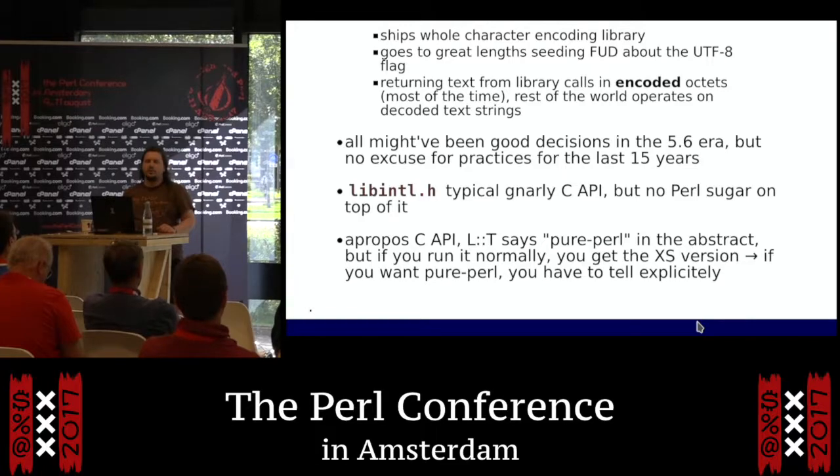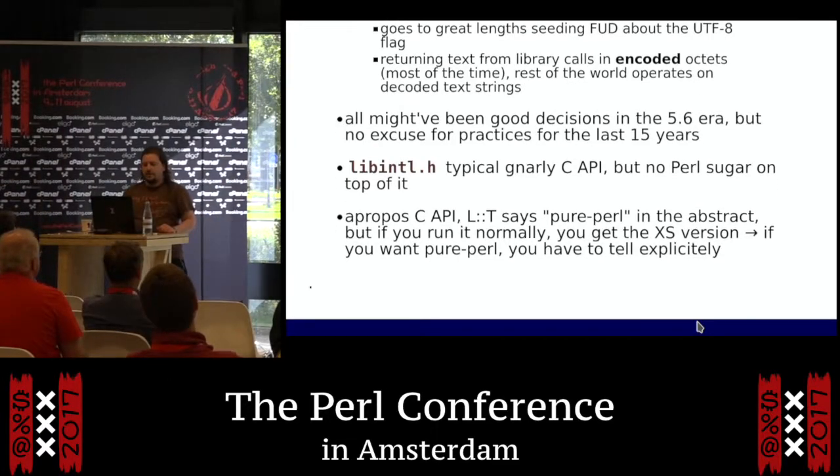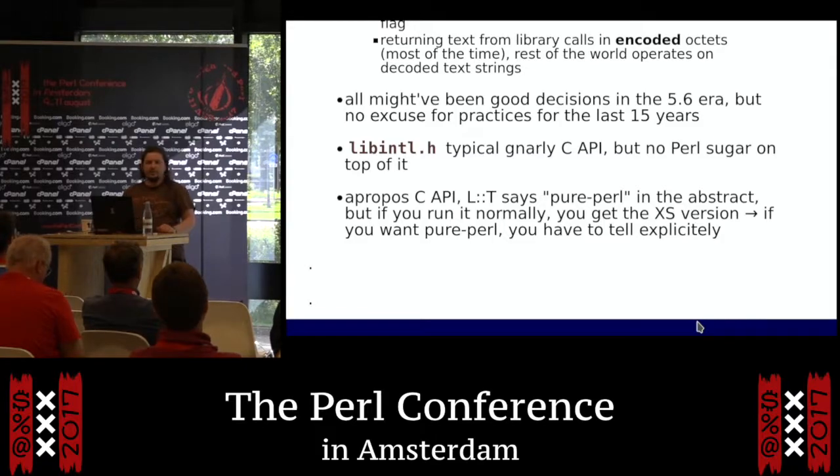Usually, when Perl wrappers are created for C libraries, they put some sugar on top so that you're not exposed to raw function calls, but this is not the case in this library. And it says pure Perl in its abstract, but if you run the code normally, like the synopsis says, you get the XS version, and if you want the pure Perl version, you have to tell it explicitly.